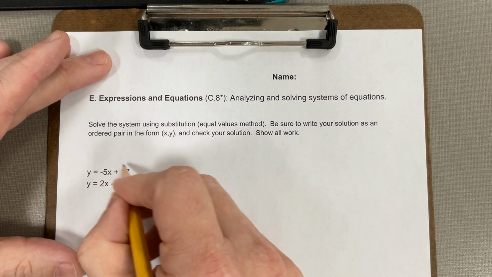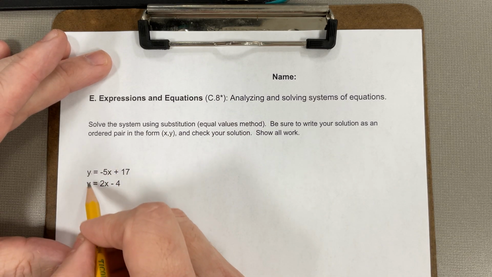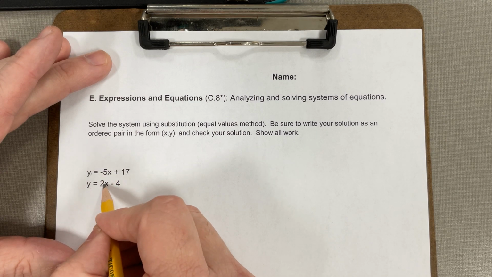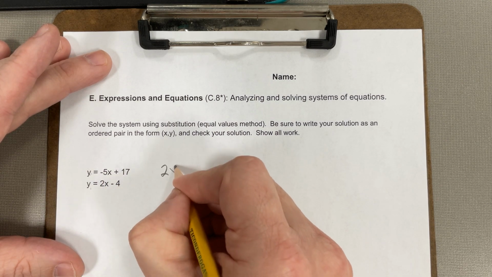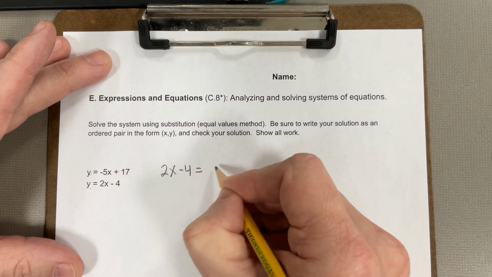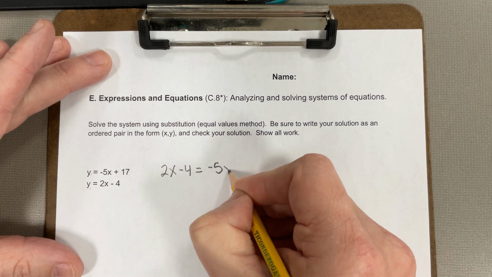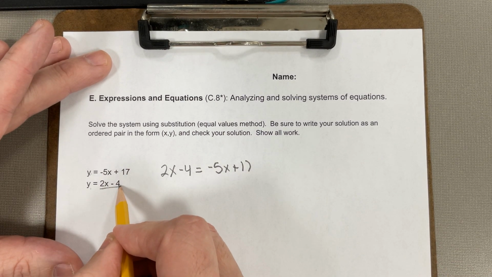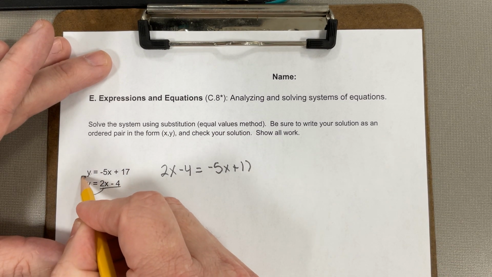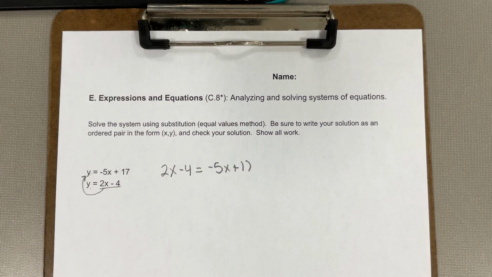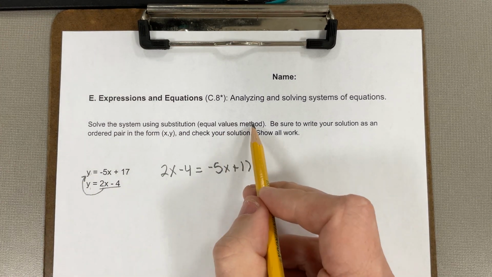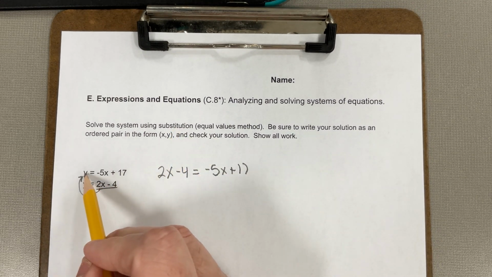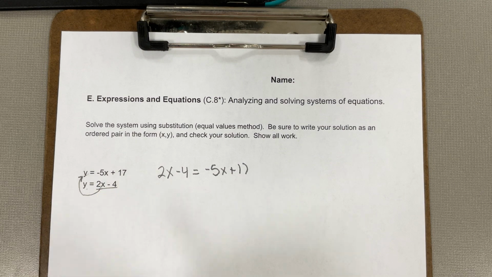So the first thing I want to do is double check and make sure they're both equal to y. And that's important because if y equals this and y equals this, that means that 2x minus 4 equals negative 5x plus 17, because they both equal y. So what we're going to do is take this and replace it with that y because they're equal. And that's why they call it the equal values method. Technically, it's the substitution method as well because we substituted y in for this.